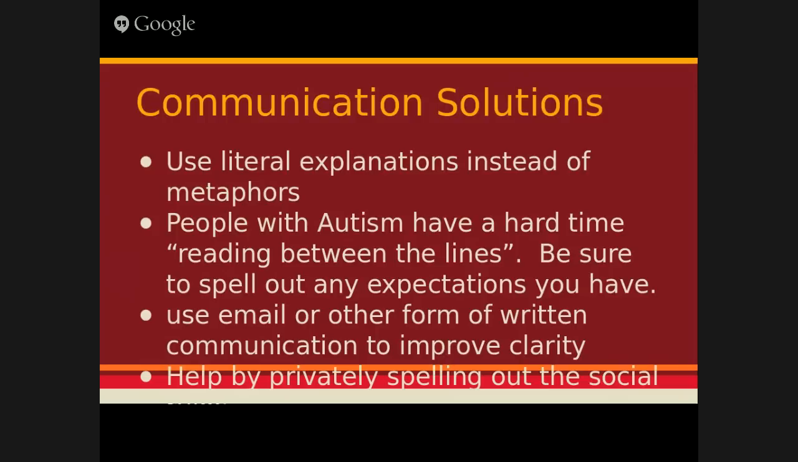Some solutions that we can provide here: talk literally, instead of using metaphors or beating around the bush, just come out and say it. People with autism have a hard time reading between the lines. So it can be helpful to spell out your expectations and make them clear. You can't expect them to get it because they might not, especially when it's a nonverbal kind of communication thing or something that's not technical.